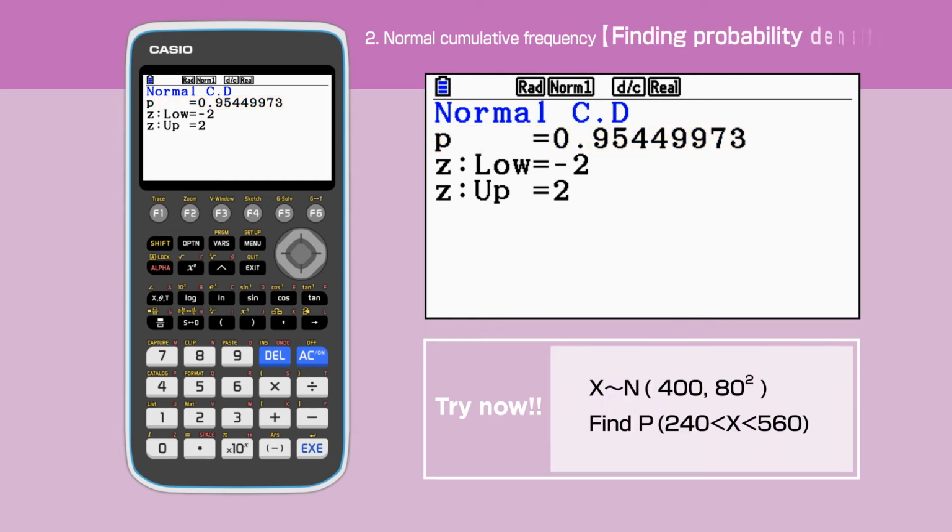Let's think about another question. X is a random variable which is normally distributed with a mean 400 and standard deviation 80. Find the probability that the randomly selected x is between 240 and 560.